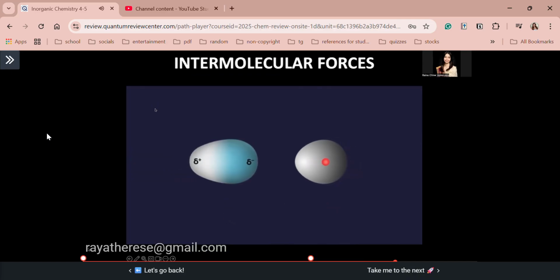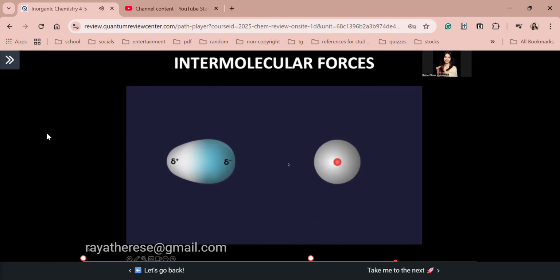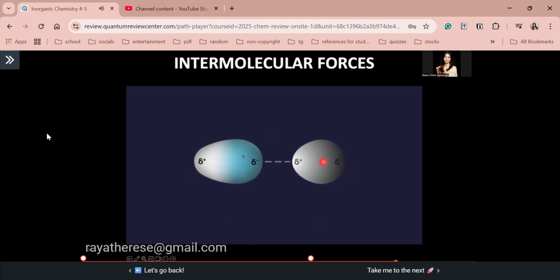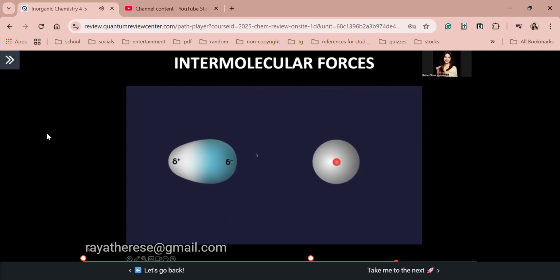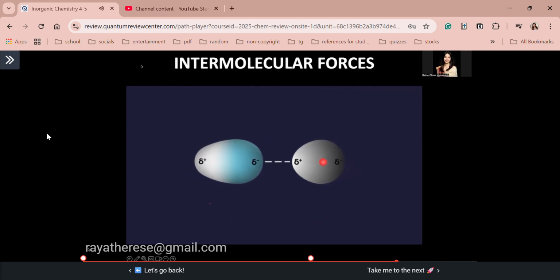Third is ion-dipole interactions, where an ion and a polar molecule interact with each other. As we said kanina, the negative charge of a chloride ion interacts with the partial positive charge of a polar molecule. This interaction may vary in strength depending on the size and charge of the ion, the magnitude of the dipole moment, and the size of the polar molecule. Okay?